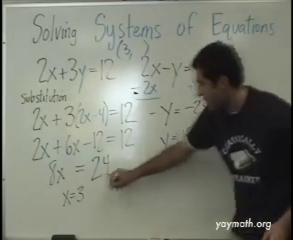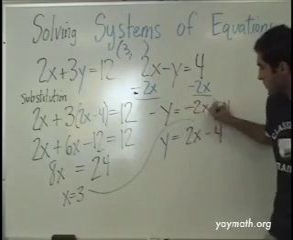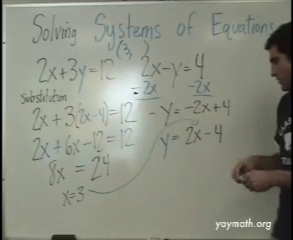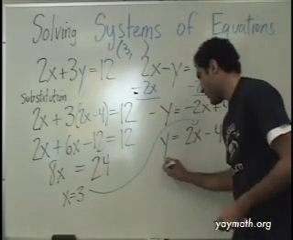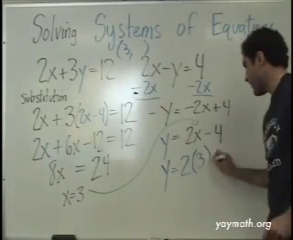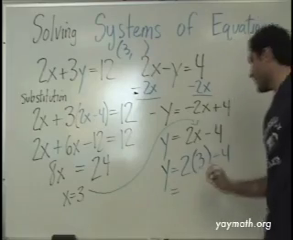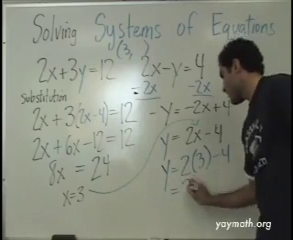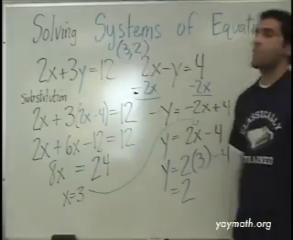So x equals 3 goes into there. So y equals 2 times 3 minus 4, y equals 6 minus 4, equals 2. So the answer is 3, 2.